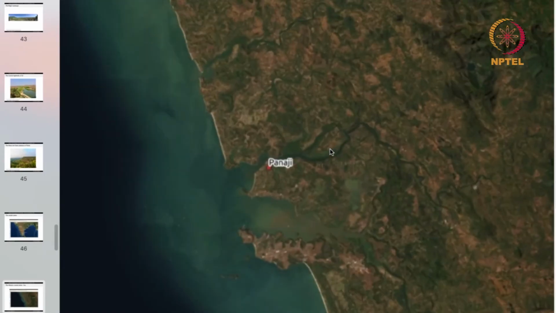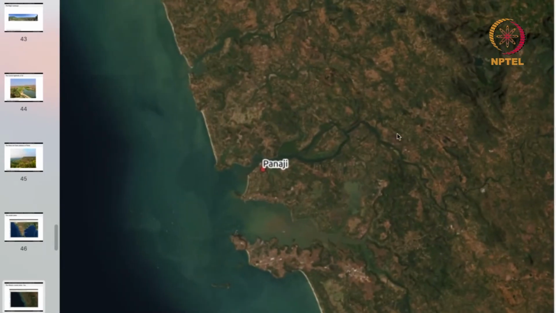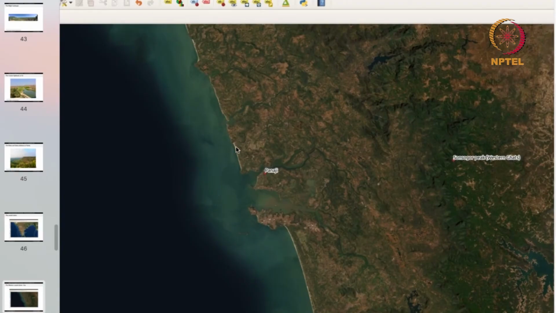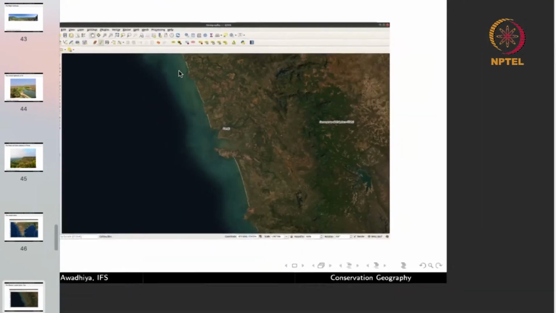So for instance, this is an image of the western coastal plains in Goa. This is Panji, and you can observe that you have this portion that is flat land. This portion is hilly, which is the Western Ghats, and in this region we have the Arabian Sea, and we are finding a large amount of sediments that are getting into the Arabian Sea.